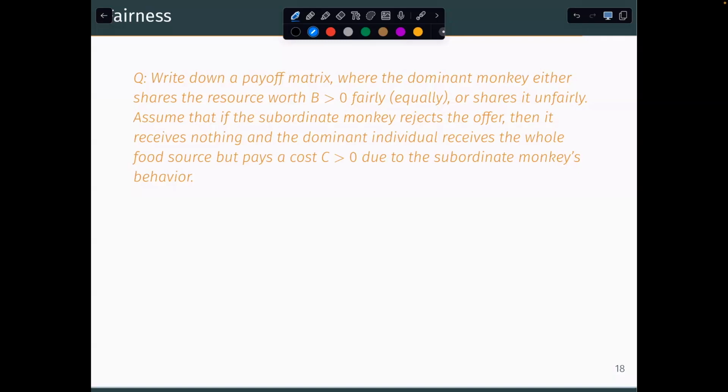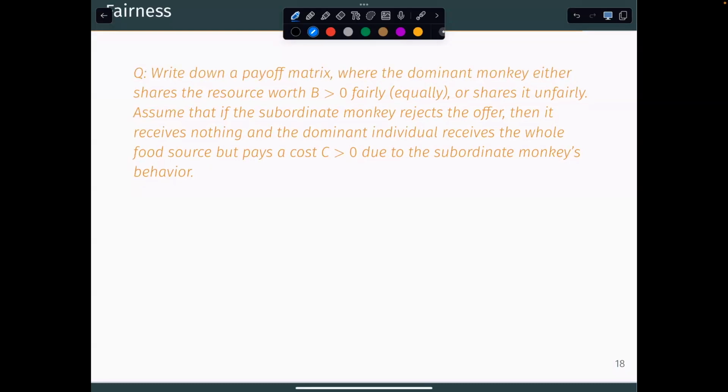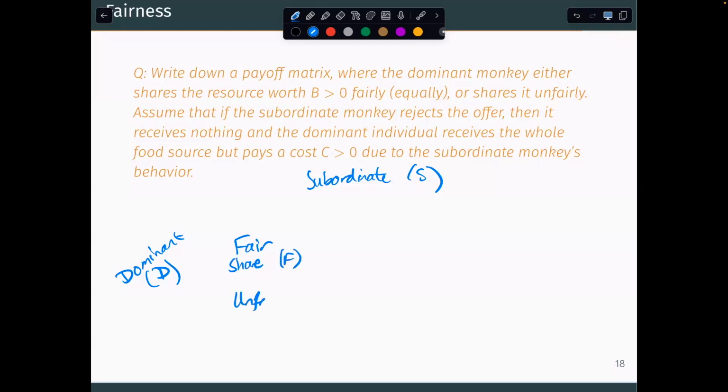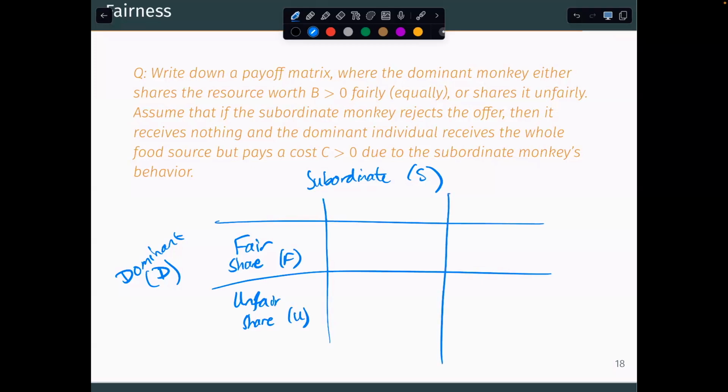Okay, hopefully you've got a payoff matrix here. Let's have a look at what this looks like. I'm going to put my dominant individual here, and subordinate here. The dominant individual can either give a fair share, F, or an unfair share, U. And the subordinate can either accept, A, or reject, R.